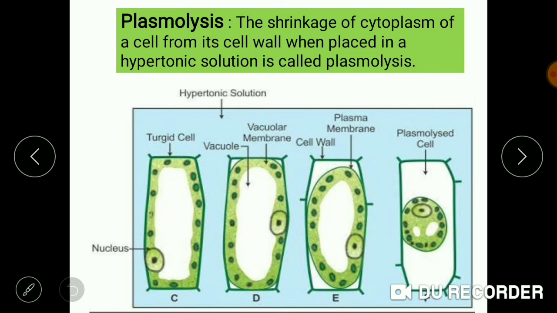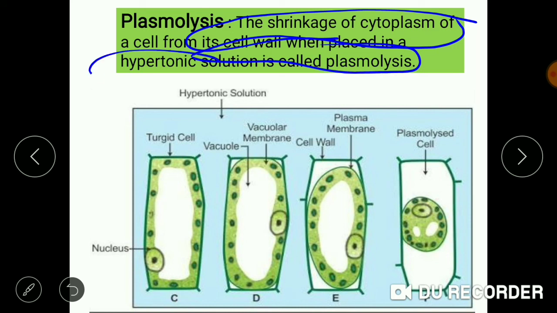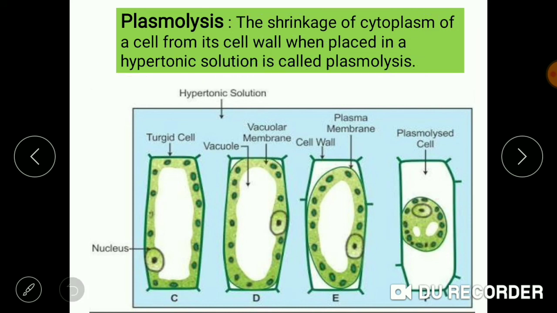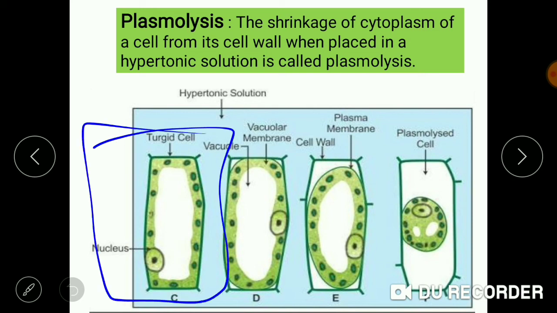Now we move on to the topic plasmolysis. Plasmolysis is the shrinkage of cytoplasmic contents of a cell from its cell wall when placed in hypertonic solution. In this diagram, they have shown the entire process of plasmolysis. This is a normal plant cell which is turgid. Complete turgor pressure is being maintained here.